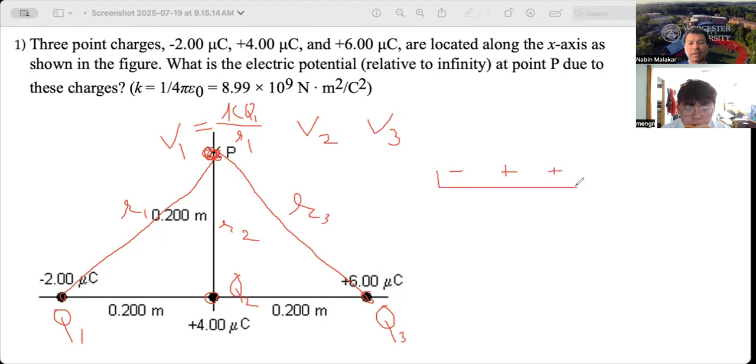So you add them together: the value of V1 here, the value of V2 here, and the value of V3 here. When you add them together, you get the total V. So for the V3, are we using the positive 4 and the Q1? Okay, I got it. Q2 is positive, Q3 is positive 6 microcoulomb.